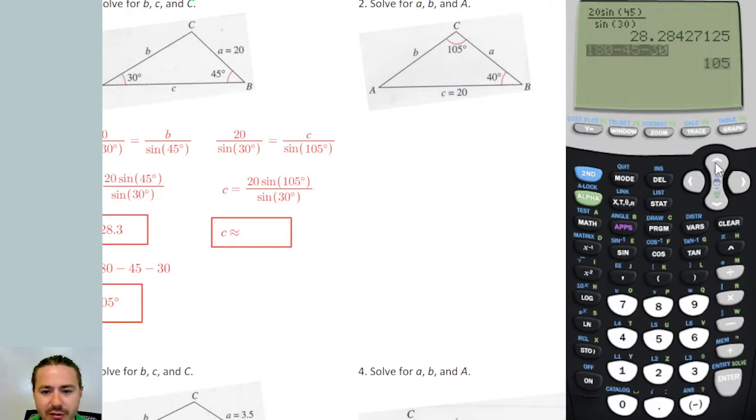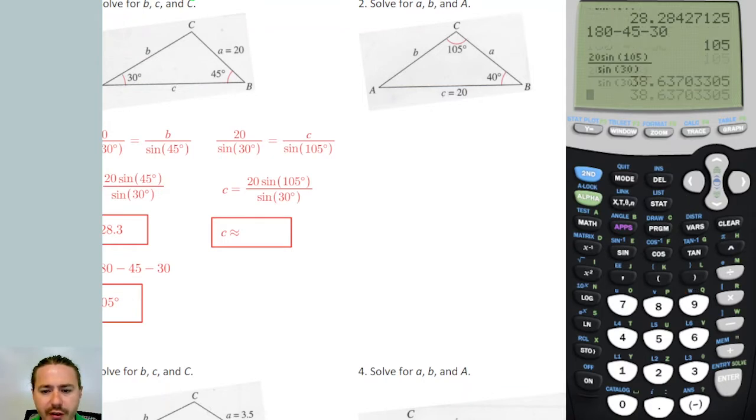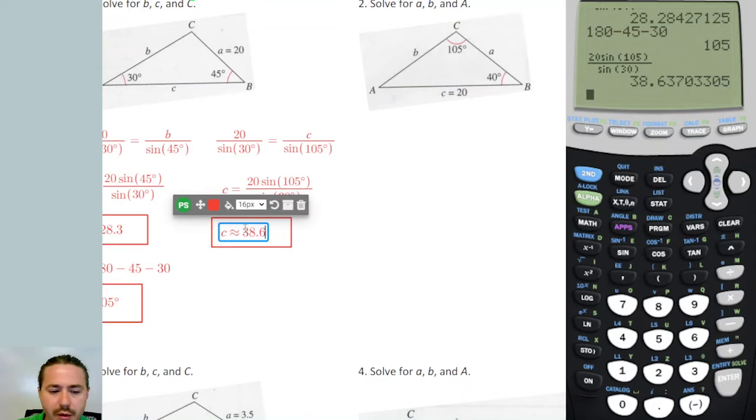I'll just copy that so I don't have to retype everything. And so we get 20 times the sine of 105 degrees divided by sine of 30, and that gives me approximately 38.6. All right, so there we go.